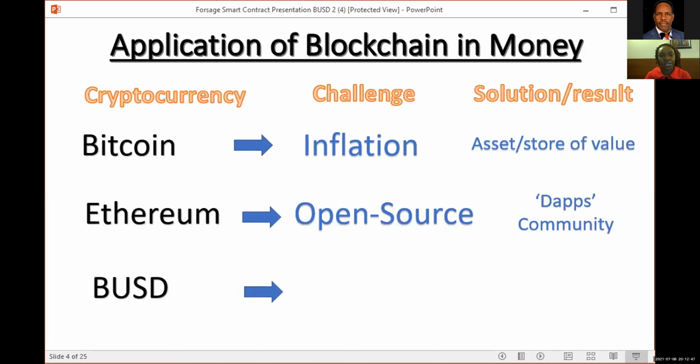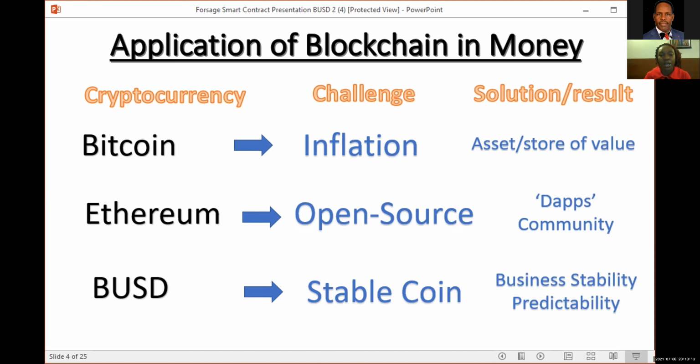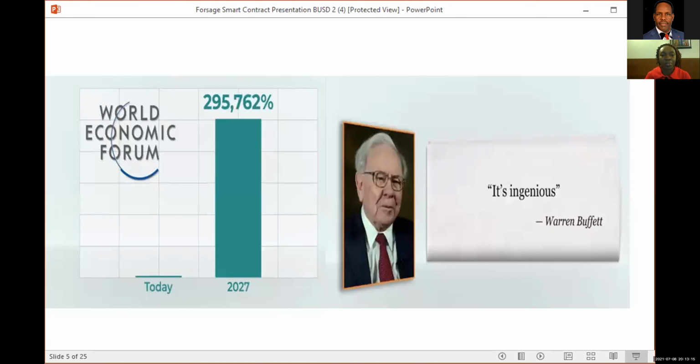Then we do have another amazing cryptocurrency called BUSD, or Binance. Binance is amazing because it is a stable coin. Who wouldn't want to do business with something that is stable? I'm sure all of you would, because most of these cryptocurrencies fluctuate up and down, but BUSD is so stable that it gives you the ability to do predictable business, and you will just be a happy camper.